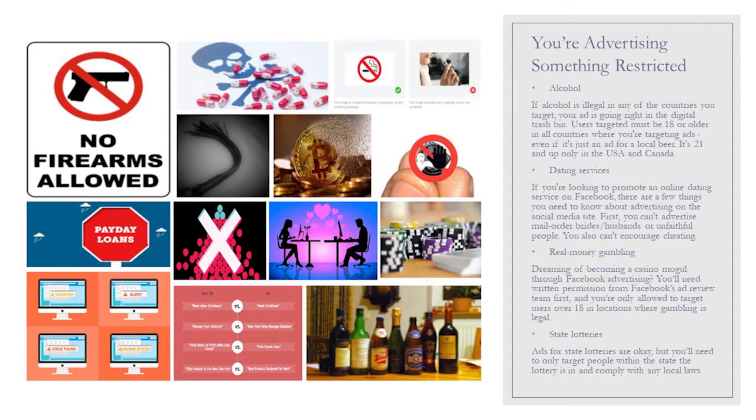Real money gambling. Dreaming of becoming a casino mogul through Facebook advertising? You'll need written permission from Facebook's ad review team first. And you're only allowed to target users over 18 in locations where gambling is legal. State lotteries. Ads for state lotteries are okay, but you'll need to only target people within the state the lottery is in and comply with any local laws.